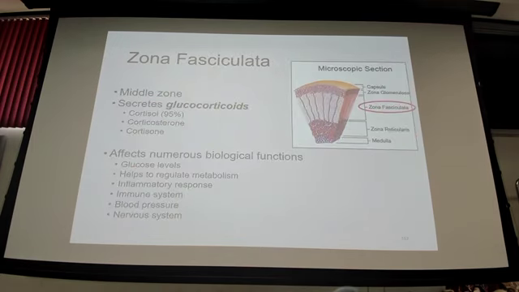Okay, zona fasciculata, glucocorticoids, and I want you just mostly to remember this guy right here, cortisol. Corticosterone is a precursor of aldosterone, and cortisone gets converted to cortisol in the liver anyway, and they're secreted in minute amounts. 95% may be an underestimation of what is produced as far as cortisol in the adrenal cortex.